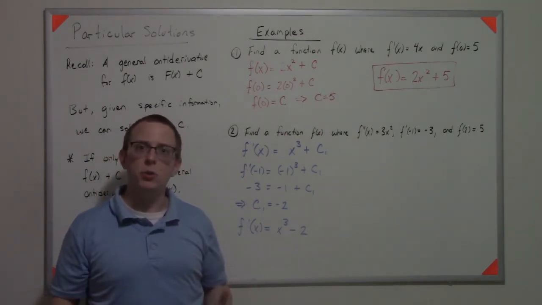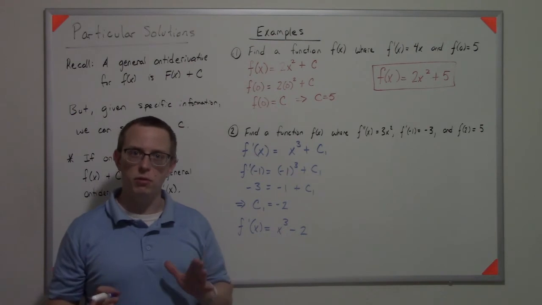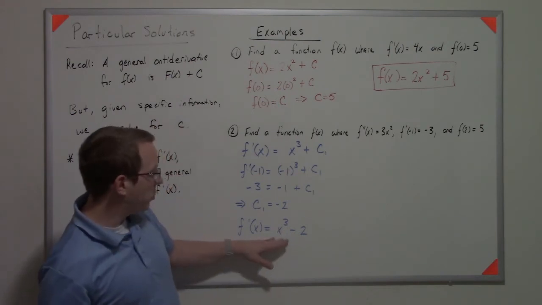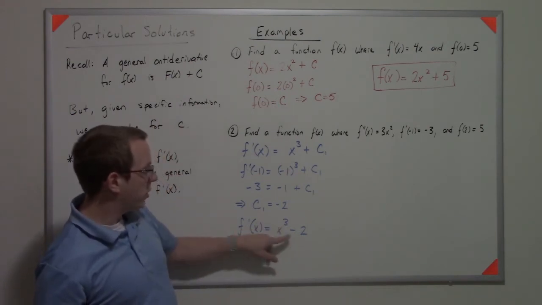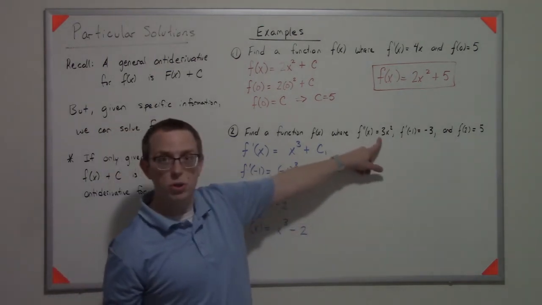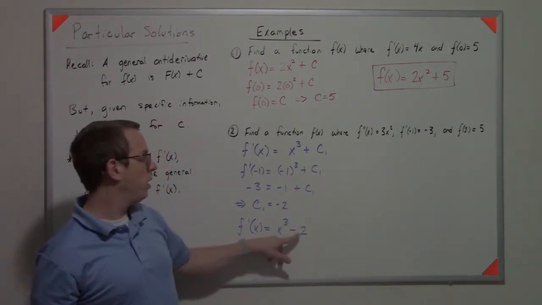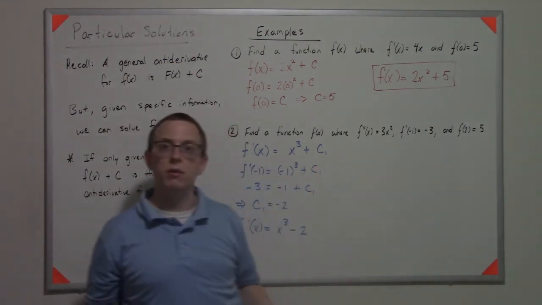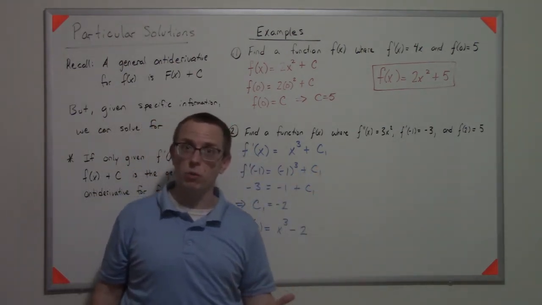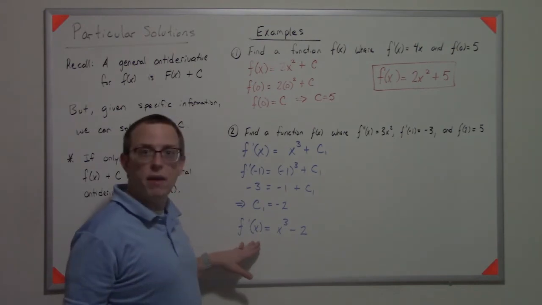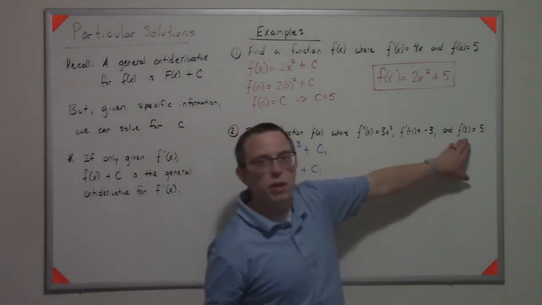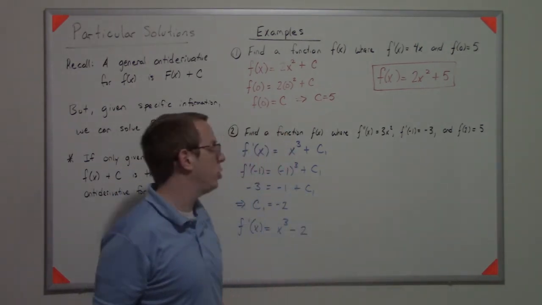Now, a good thing to do at this point is to just verify that you've done it correctly. If you take its derivative, you'll get 3x squared plus 0, which is correct. And if I plug in negative 1 here, I get negative 1 minus 2, which is negative 3. So I can feel like I'm on the right track. However, I have f prime, and I have information about the original function.